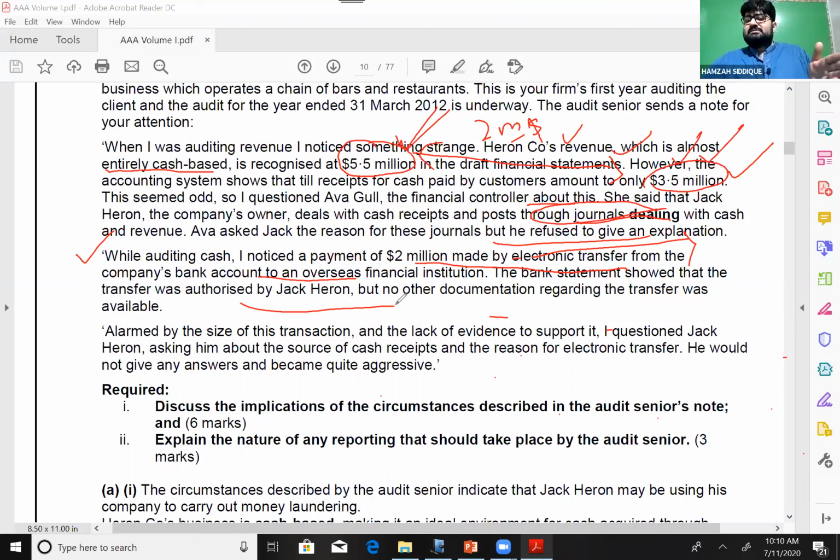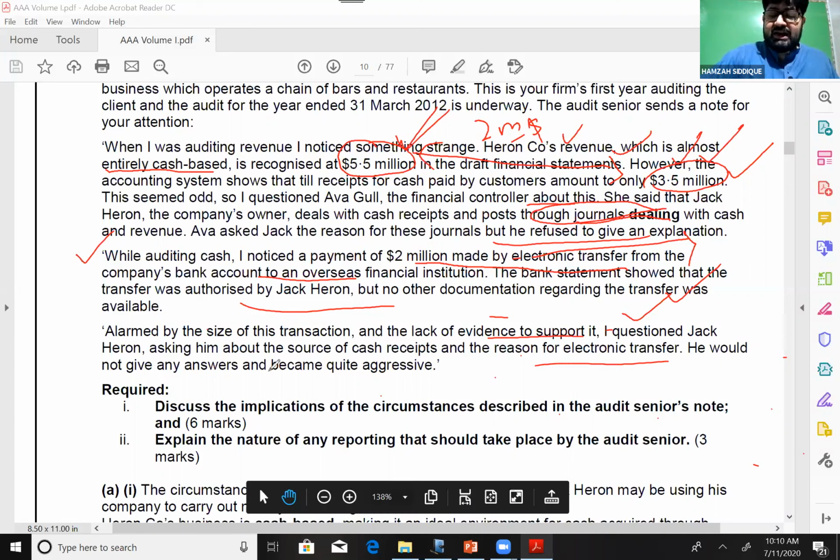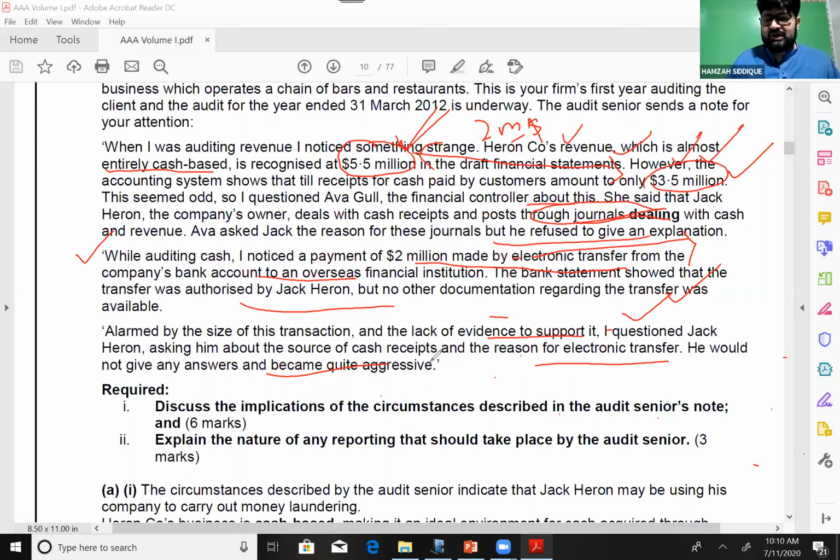It adds to the suspicion that the same person is authorizing, and no document, secrecy. And you see here, when I questioned them, they became aggressive. Again, an aggressive attitude is an indication of money laundering. So this is money laundering.